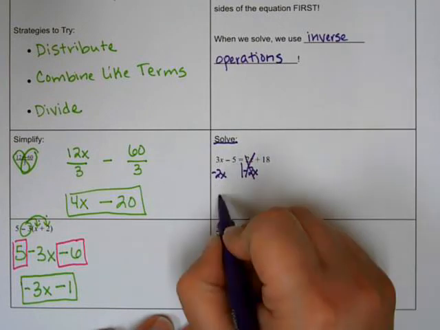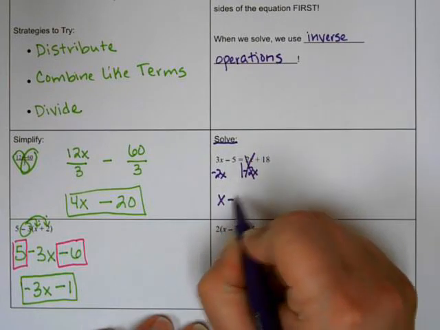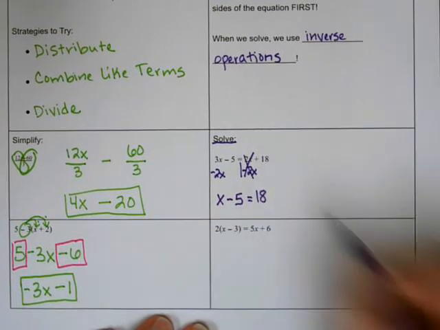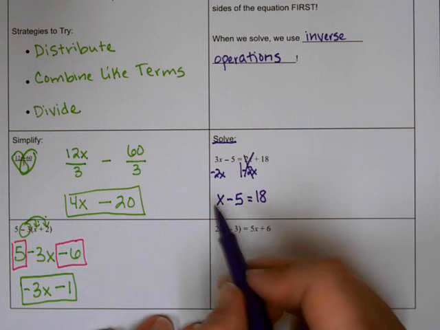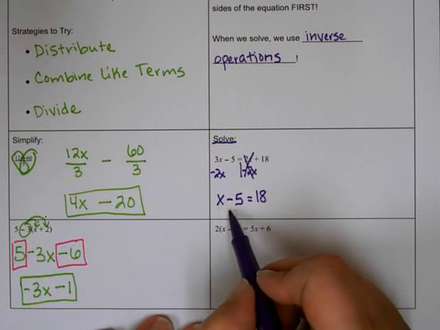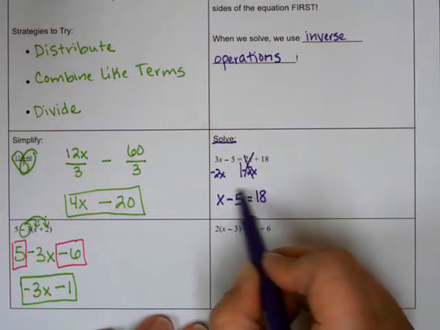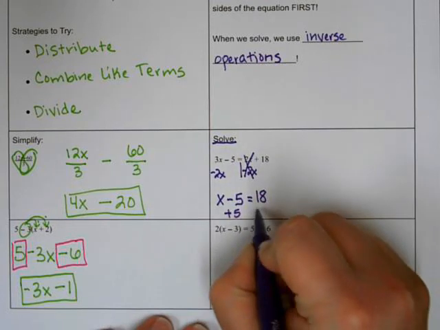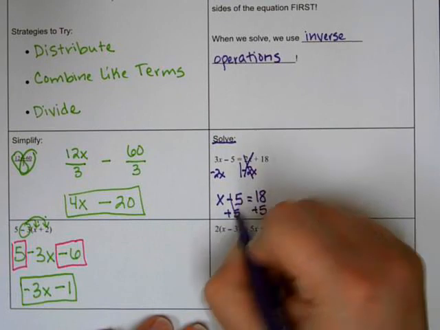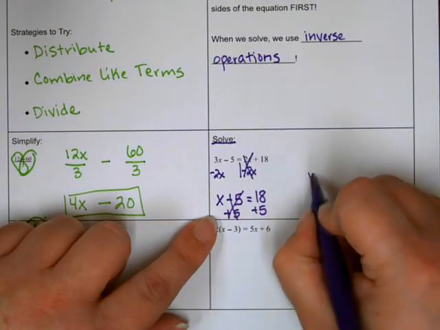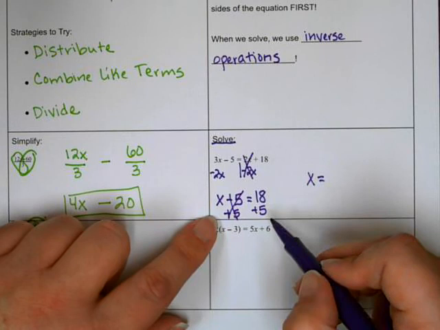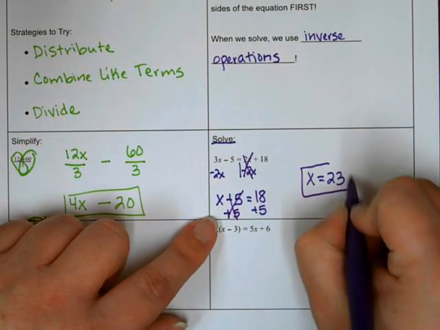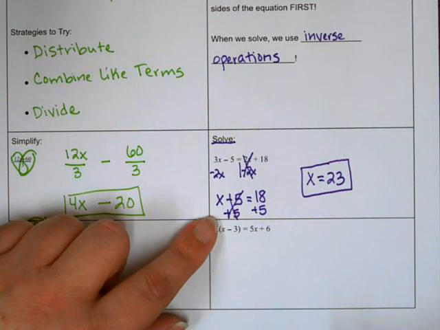3x minus 2x is just 1x, and then the minus 5 comes down, and so does the 18, because I didn't do anything to either of those. Then when I look, I have x minus 5 equals 18. In order to get rid of this negative 5, I'm going to use the inverse operation. So that means I'm going to add 5 to both sides. So now I get x is equal to 18 plus 5, which is going to give me 23. So my answer here is x equals 23.